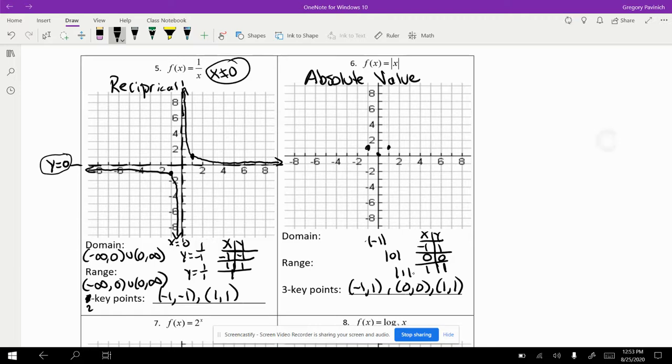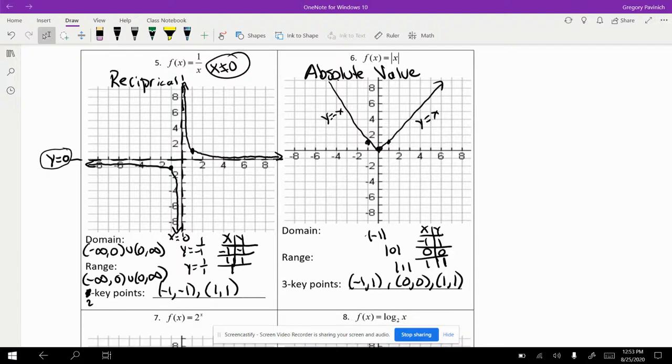Same points as the quadratic, except an absolute value is created by two linear arms. One with the equation y equals -x, and one with the equation y equals x. And they converge at the vertex, which is the origin. My domain on this one is I can take the absolute value of any single number. There's never a restriction. My range, however, just like a quadratic, I'm not going to output negative numbers. So my range is from 0, including 0, to infinity.